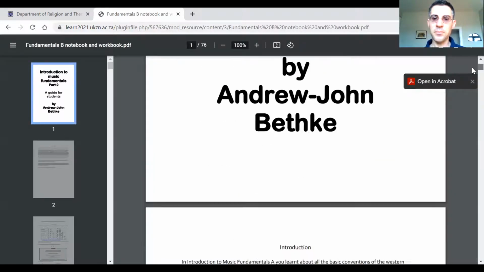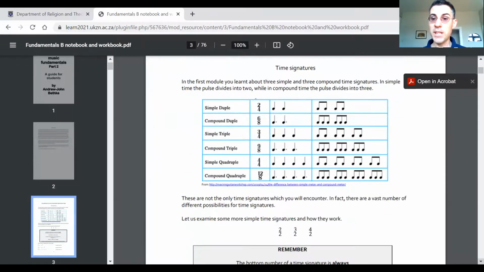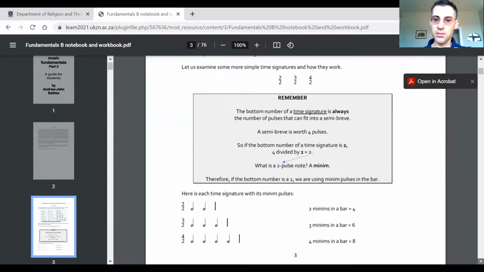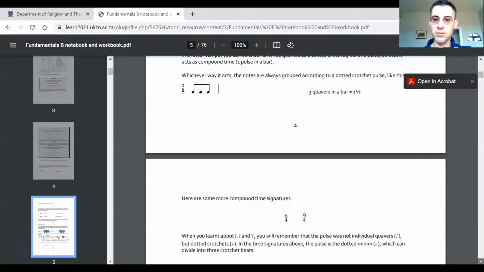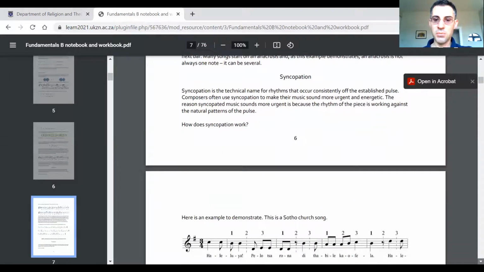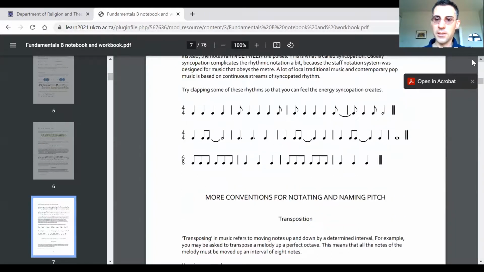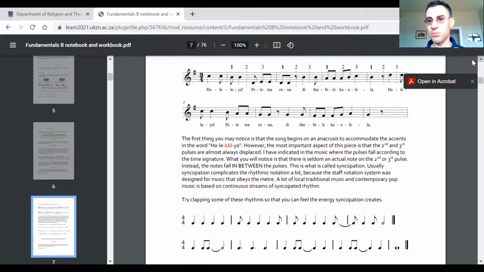So for example, today we're going to be dealing with the conventions of more complex rhythms, and your reading for today is from page 3 all the way through to page 7. Okay, so to where it starts with more conventions for noting. So that's what we are going to be dealing with in class today. And if you want to revise by reading, you can find that.